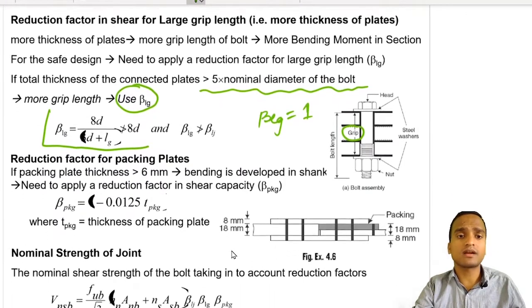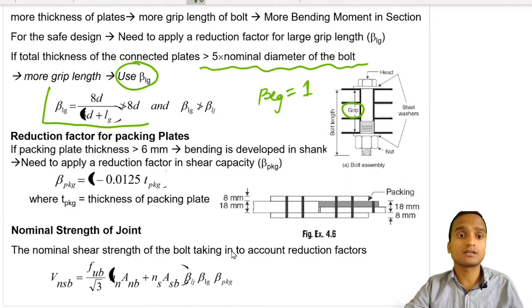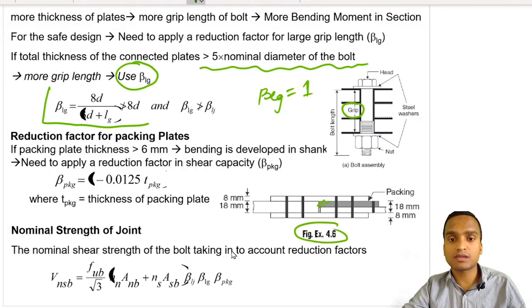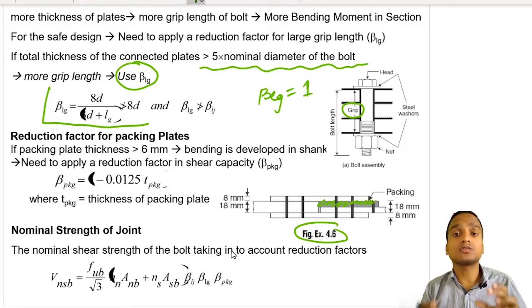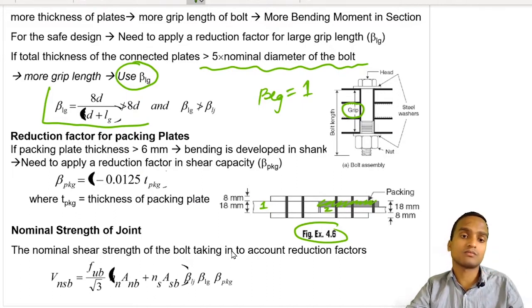There is a third reduction factor which is incorporated if we use packing plates, when the packing plate thickness exceeds 6 mm. In this figure you are seeing the packing plate. A packing plate is used to connect two plates of unequal thickness. Here the first plate, main plate 1, has a thickness of 18 mm, and plate number 2 has a thickness of only 8 mm. So there is a gap of almost 10 mm, which we have to fill by use of a packing plate. This is given by the formula beta pk is equal to 1 minus 0.0125 tpk, where tpk is the thickness of the packing plate in millimeters.